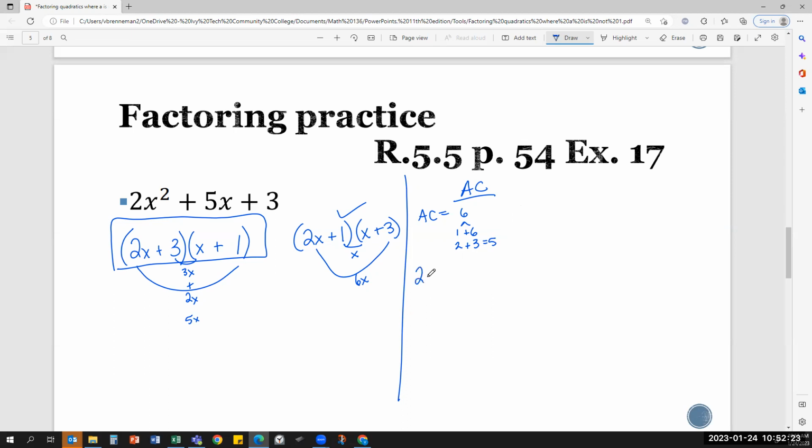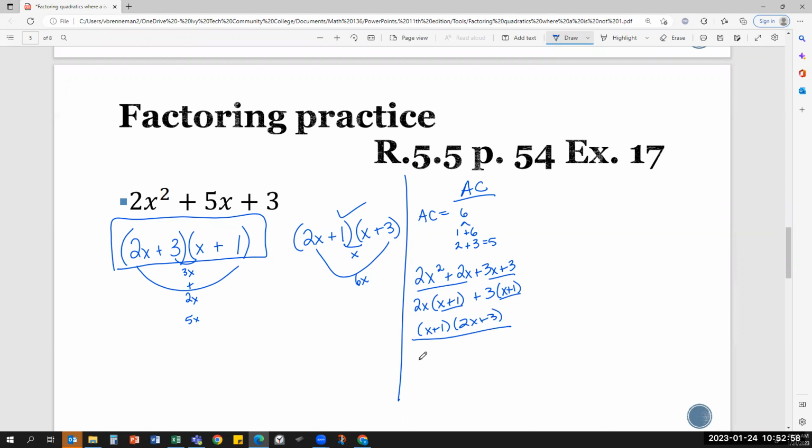I'm going to use that to rewrite. So I now have 2x squared plus 2x plus 3x plus 3. I've split the 5x into the 2x plus 3x. And then I can factor by grouping. I factor out a 2x from the first two terms, and I'm left with x plus 1. And I can factor a 3 from the last two terms, and I'm left with x plus 1. That's what you want to see, those identical factors. So now I can factor out the x plus 1 and have the 2x plus 3.